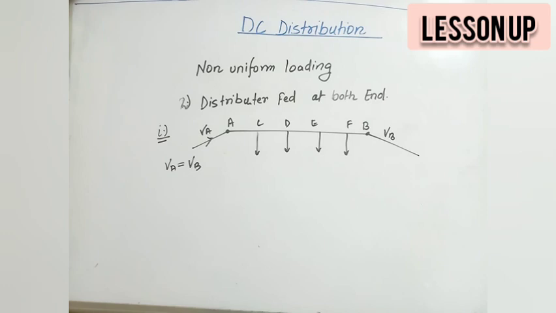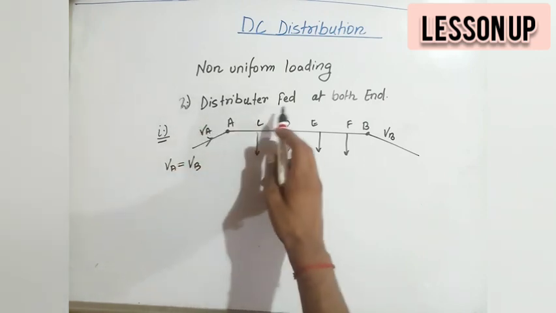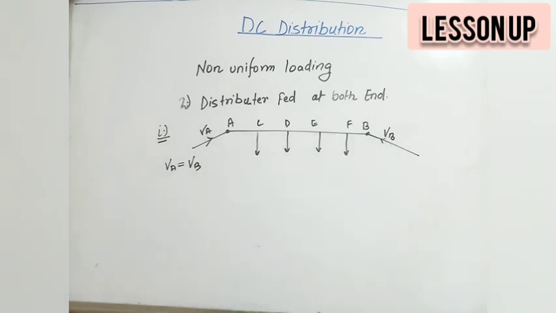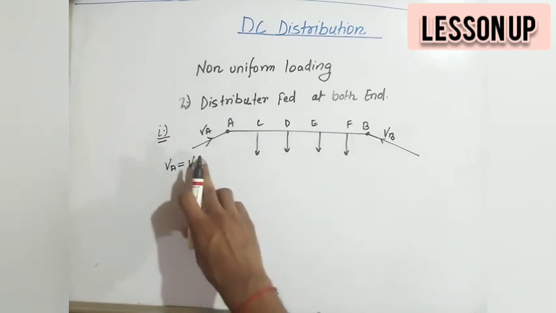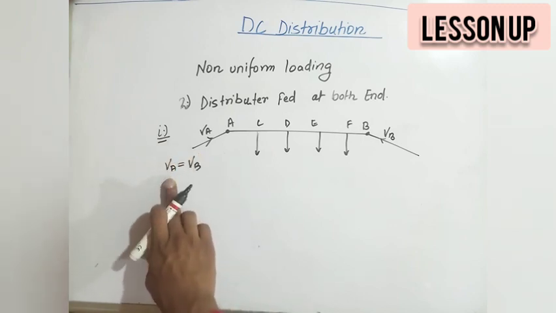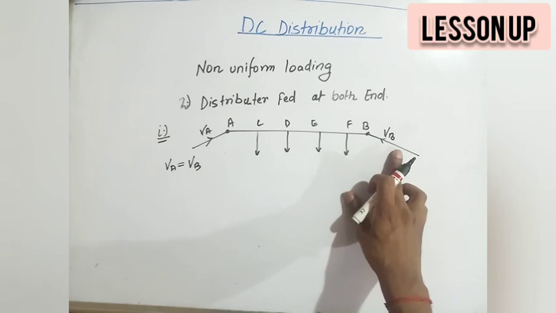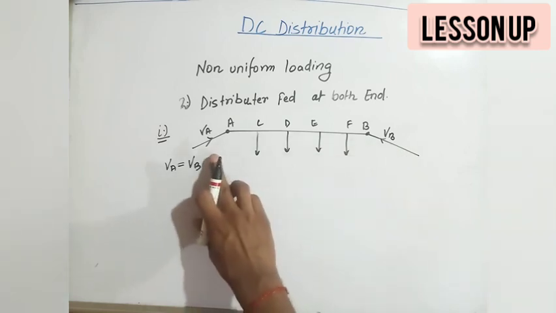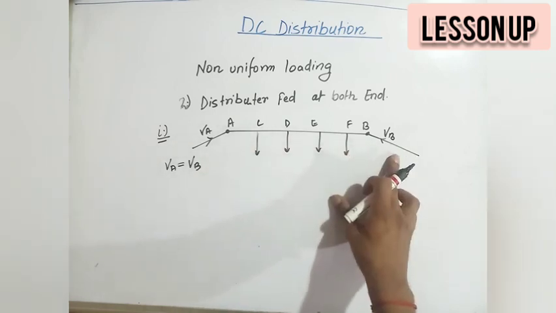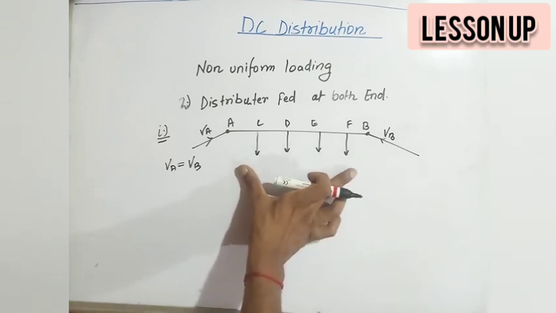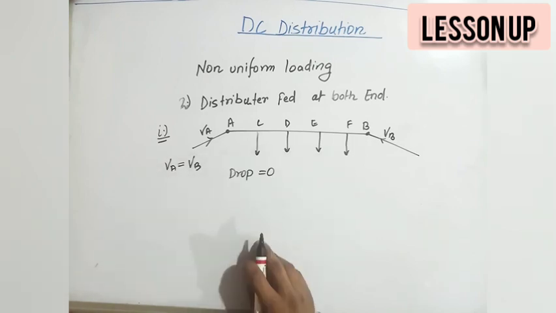Now we will take the second condition, which is distributor fed at both ends. If we are feeding supply from both ends and we take the condition VA equal to VB, it means this voltage and this voltage are equal, so the supply from both ends is equal. So if both voltages are equal, the voltage drop between A and B will be equal to 0.